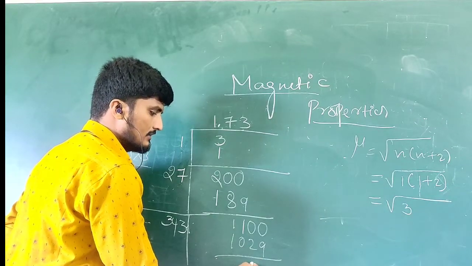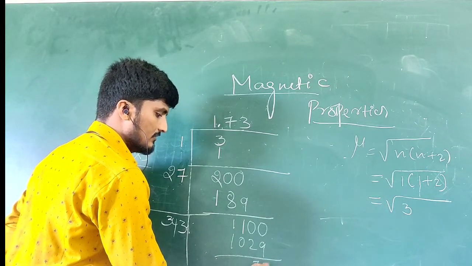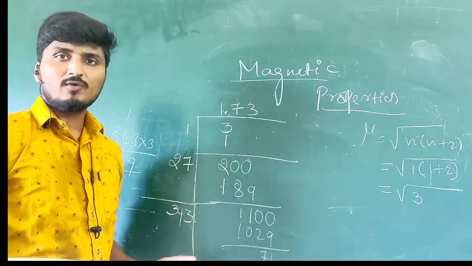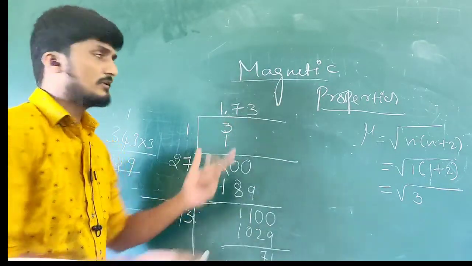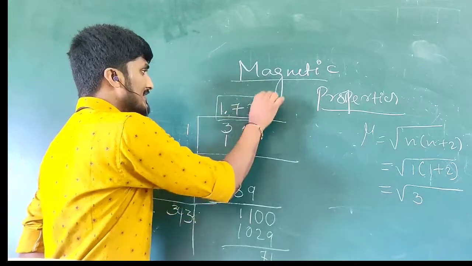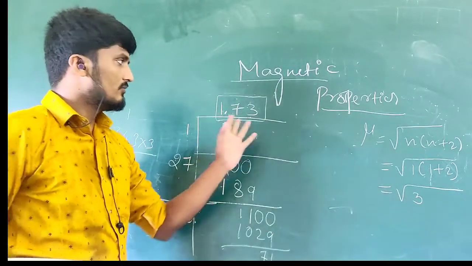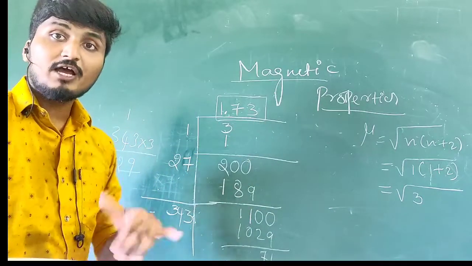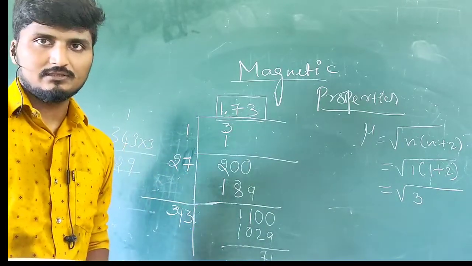Just calculate it, how much it will get. You are going to get 71. Okay, you can do the next steps if you want for one more digit, otherwise 1.73. So what is the calculated value for this root 3? It is 1.73. If you have an easier method, you can apply it, children.